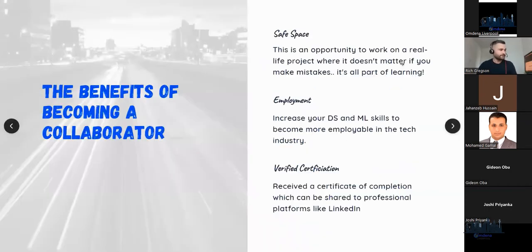Okay. So this part is about the benefits of becoming a collaborator on the Omdena platform on an end-to-end project. A big one, I think, is that it's a safe space. It's an opportunity for beginners to work on a real life project where it absolutely doesn't matter if you make mistakes. There are no silly questions. There are no wrong answers, nothing like that. It's all part of the learning process.